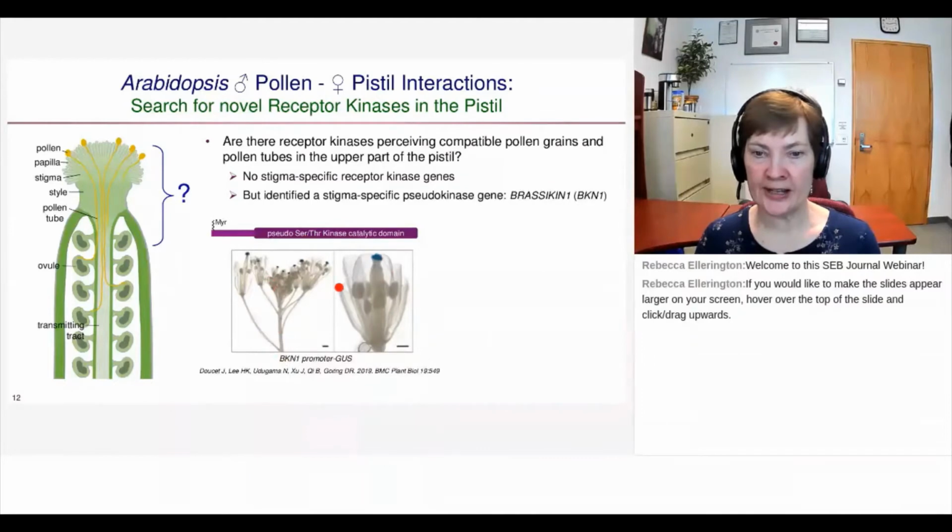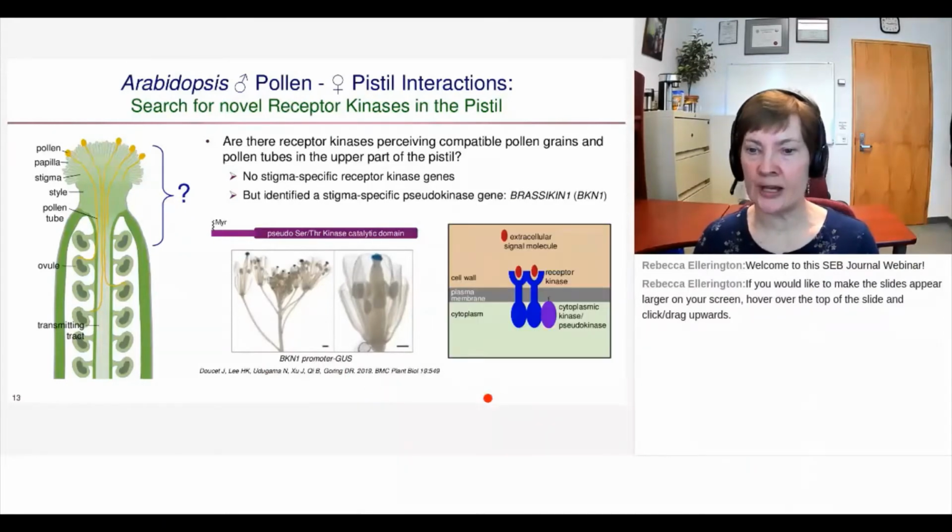This is a promoter GUS analysis showing the BCAN1 promoter driving GUS expression only in the stigma, which confirms that it is a stigma-specific gene. The protein also has a myristoylation site at the N-terminus, which would allow it to localize to the plasma membrane. We actually don't really know what BCAN1 is doing in the stigma. It's a bit of a complicated story, and I don't have time to go into it today. But we decided to take a leap of faith and see if we could use it to identify candidate receptor kinases functioning in the stigma. We know that cytoplasmic kinases and pseudokinases are found in complexes with receptor kinases, so we hypothesized that BCAN1 may be interacting with receptor kinases in the stigma, and that may help us find some candidates for further testing.